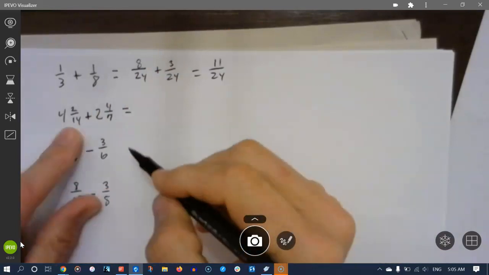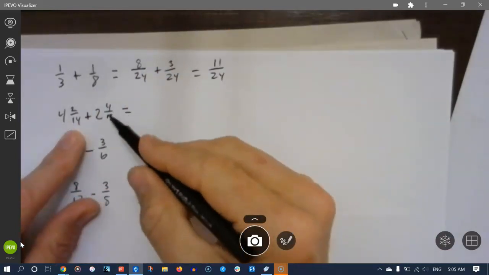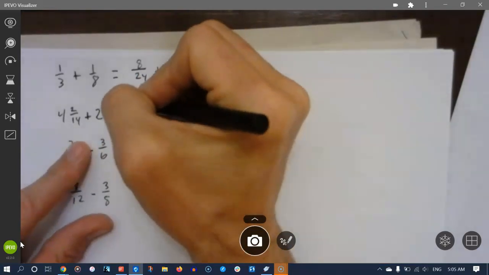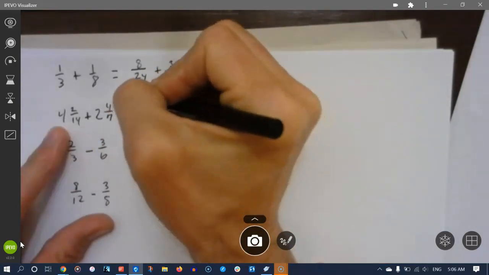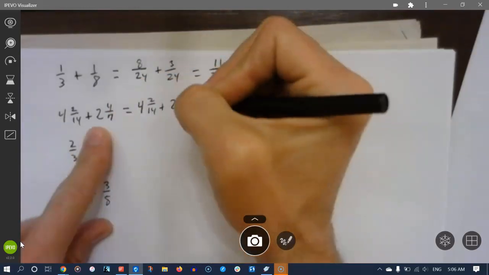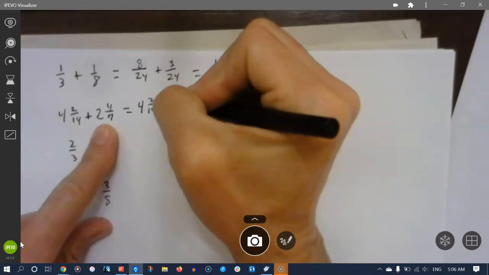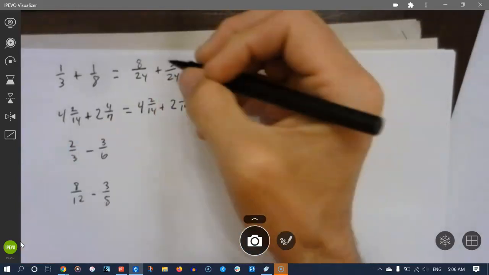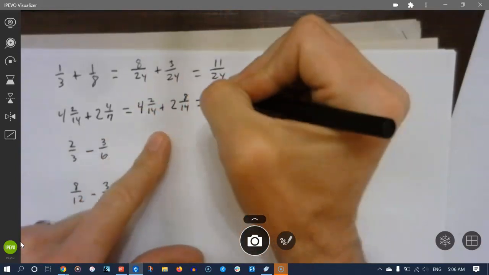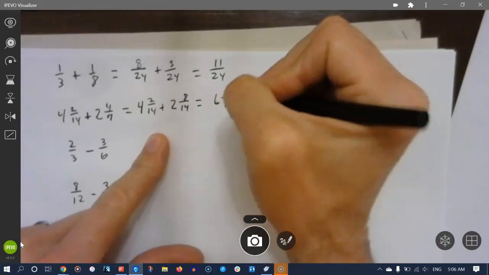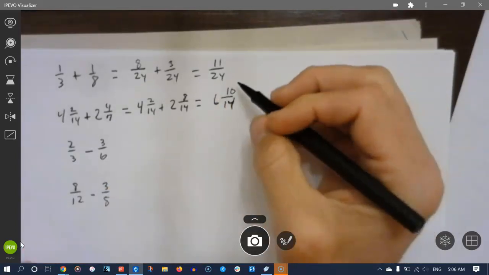Here we have 4 2/14 plus 2 4/7. I don't think we're going to change the first, but here, I'm going to rewrite this. 4 2/14 plus 2, and I can change 7ths into 14ths by doubling. And now we're going to add those together to get 6 and 10/14. You could simplify this to 5/7 if you want.